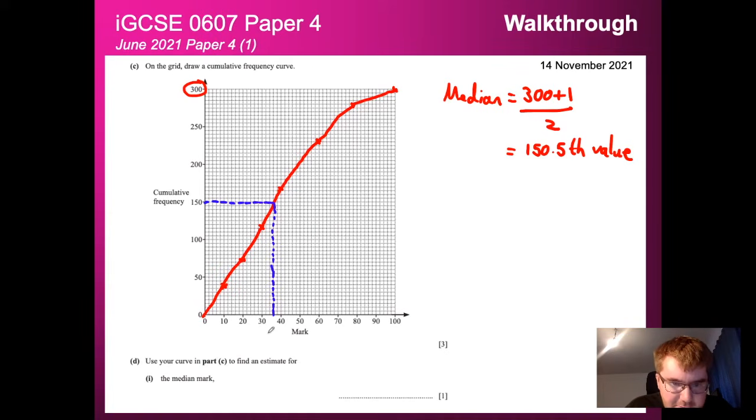Okay, and if we read the scale here, going along in twos, so 32, 34, 36. So I'm going to pop in 36. And notice in the mark scheme, the answer goes between 35 and 38.